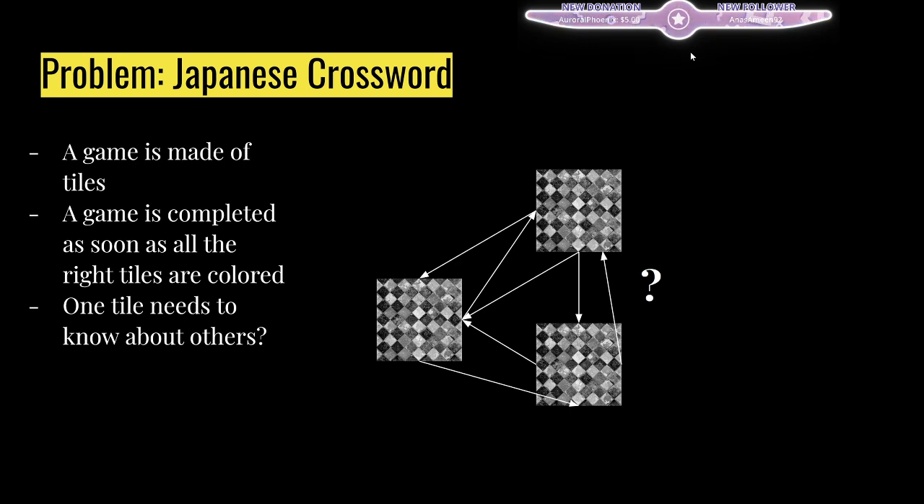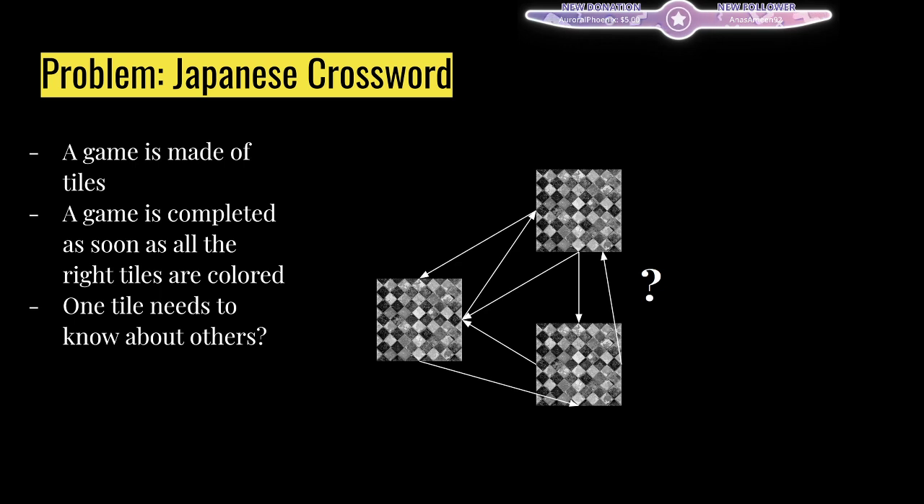A year ago, I was making a game, and that game was called Japanese Crossword. So imagine a game, basically a grid made of tiles. And the goal of the game, the objective of the game, is to color the right tiles. So every time you color a tile, you need to check if the game is completed or not.